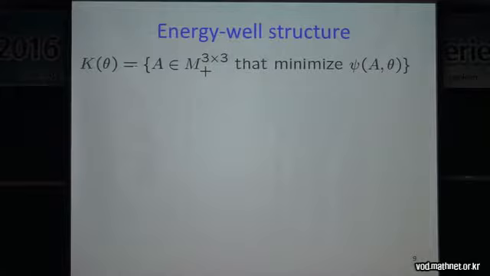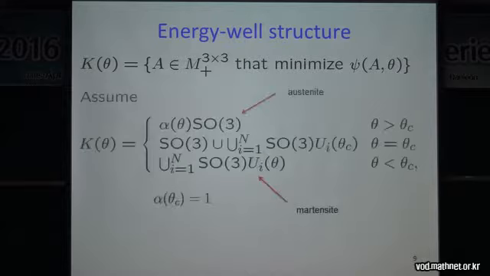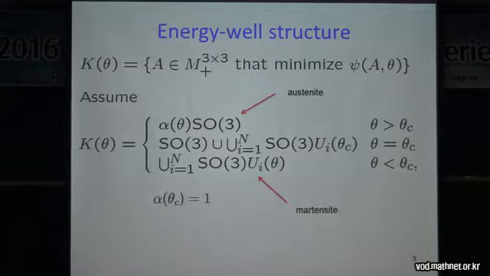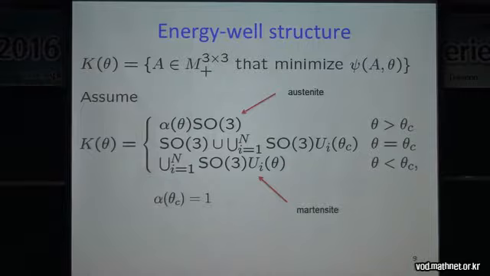And so we'll assume the following, which looks a bit forbidding at first glance. So this is what I'm going to assume about the form of K of θ for θ bigger than θ critical, for θ equals θ critical, and θ less than θ critical. So the easiest one to understand is the middle one, when θ is equal to θ critical. So we make a choice of reference configuration. We're going to choose the high temperature phase at the critical temperature to be the reference configuration.